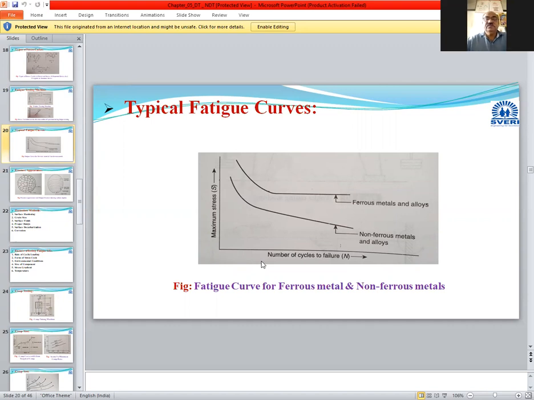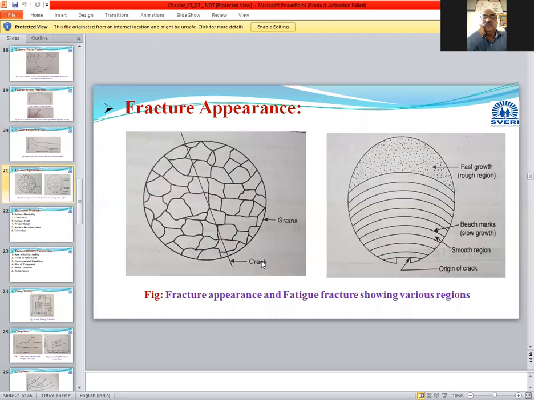Next, fatigue fractures you will have to see. Fracture appearance, grains and cracking. Fatigue fracture showing the various regions. So either way, the fracture will break like this: origin of cracks, smooth regions, beach marks will be there, and fast growth fracture will be there.